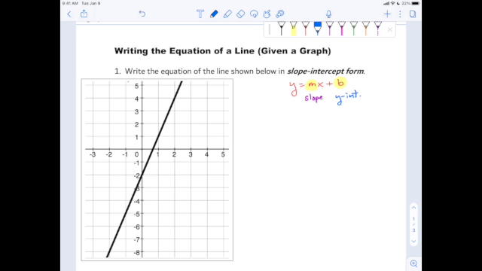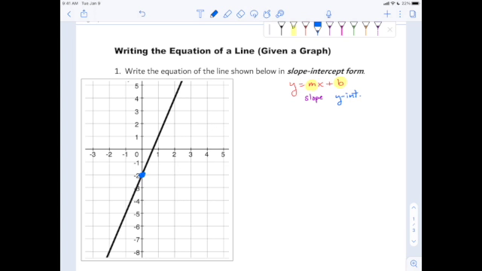So take a look at this graph right here. Doesn't matter which thing you want to start with, but y-intercept is an easy spot to start. Where does this line hit the y-axis? The y-axis is the axis that runs vertically, up and down. And so where does this line hit the y-axis? That would be right there at -2. So that is our y-intercept, -2.